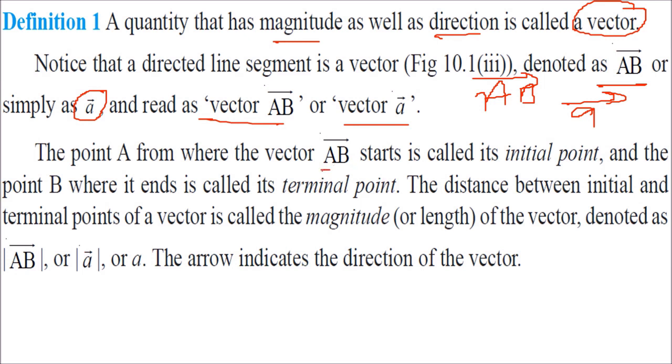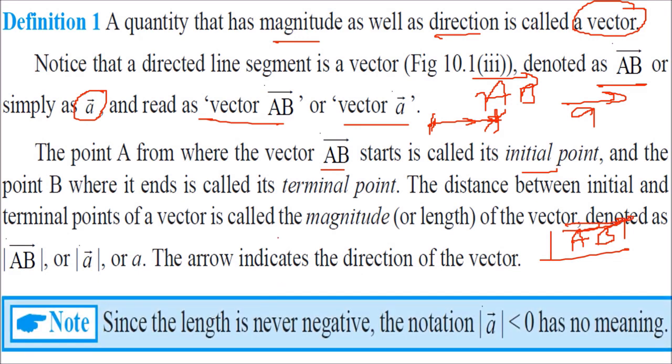This point A and B has some initial point and some terminal point. From here to here is the magnitude of the vector. So we denote the magnitude by 2 bars. You can say the modulus also, the magnitude, right? And the arrow over this indicates the direction of the vector. So the length can never be negative. So the notion that this is less than 0 has no meaning.